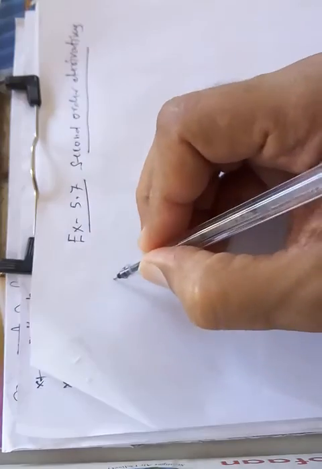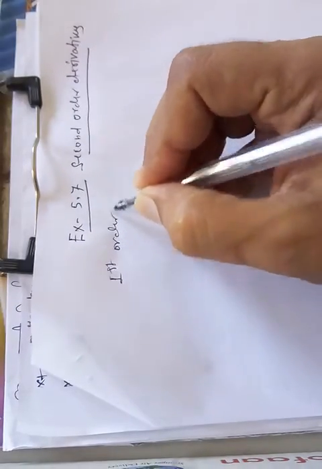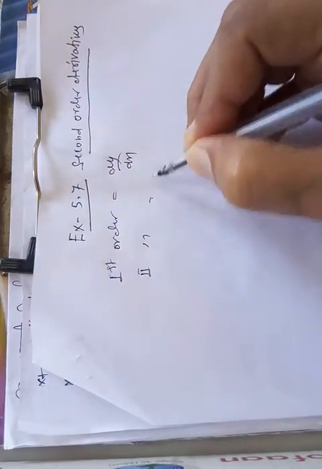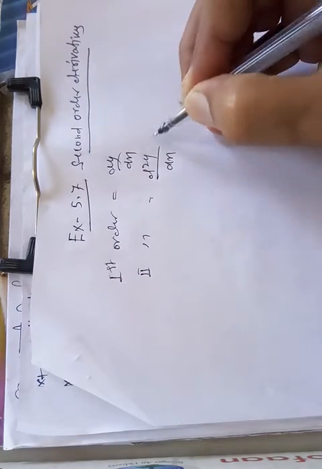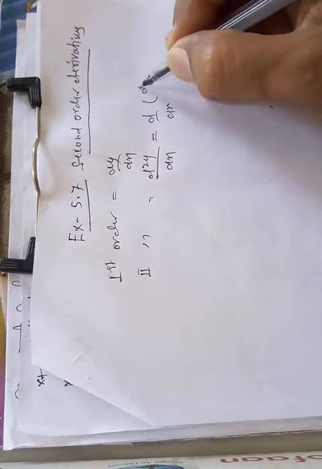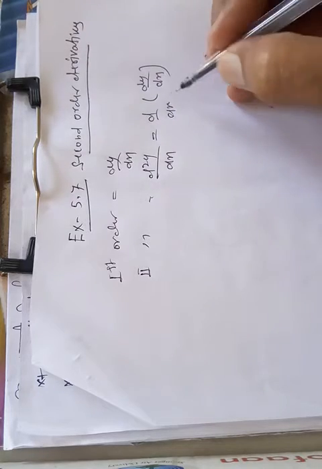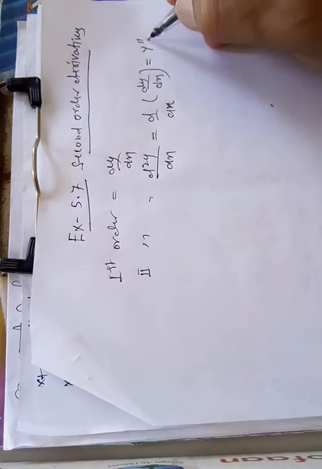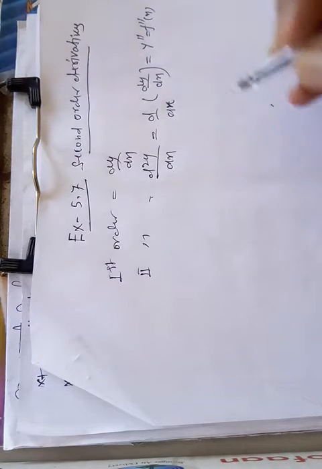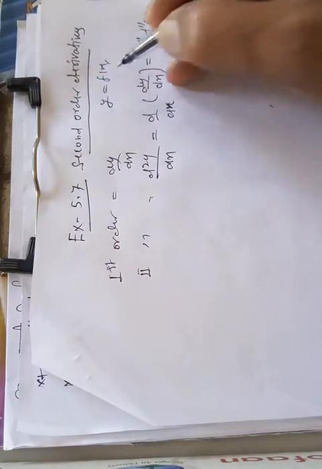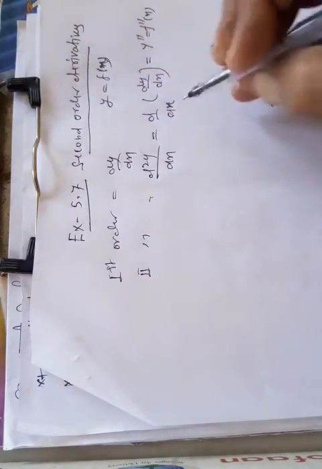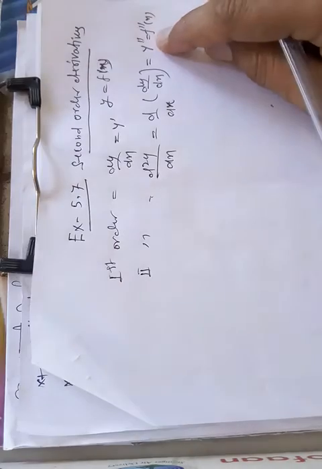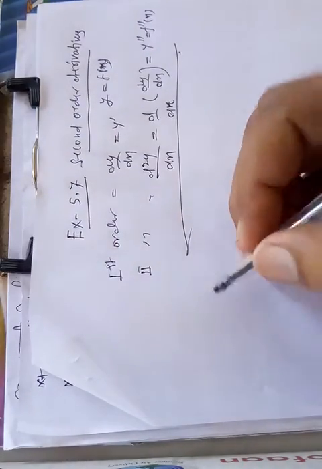First order derivative is dy/dx, and second order derivative is d2y/dx2, which means d/dx of dy/dx. This is denoted by the double derivative of a function. If y equals a function of x, then the derivative is also written y dash. Dash means first derivative, double dash means second derivative. Clear?